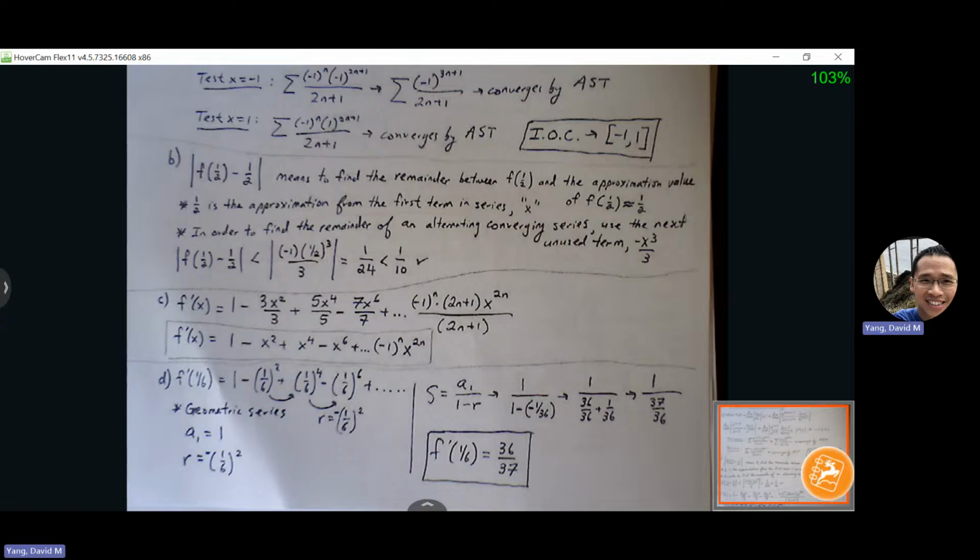Do I have to show my work for finding the area? You don't have to, no. Do you have to show your work on the series problem for testing the endpoints, one and negative one? You don't have to show your work, no.